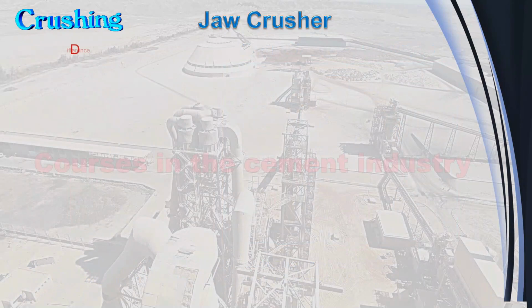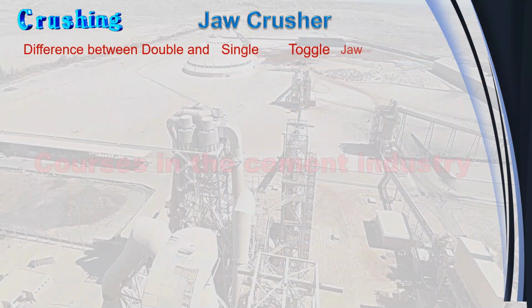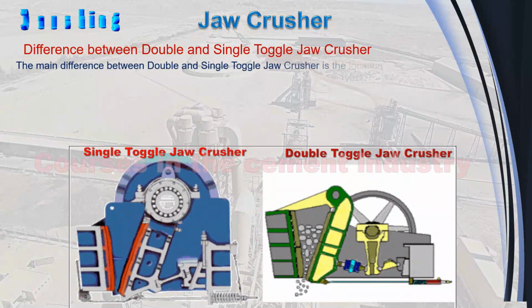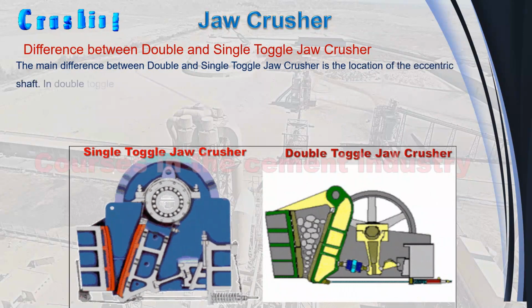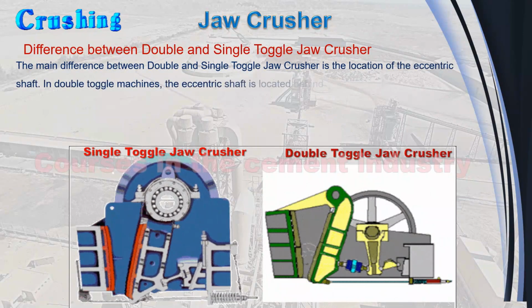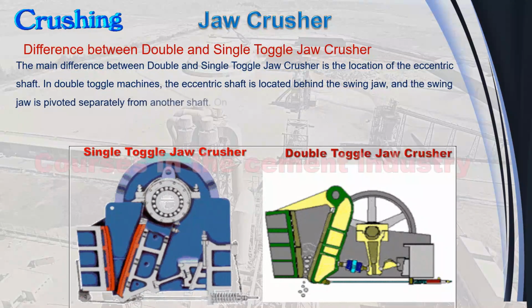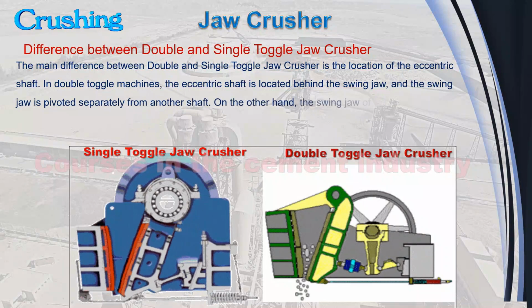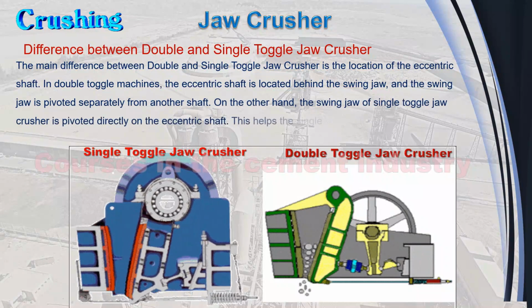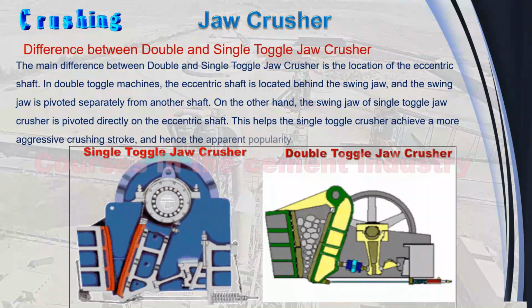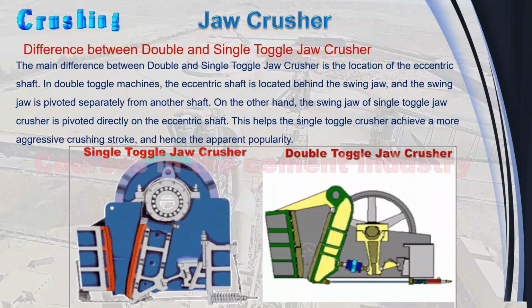Difference between double and single toggle jaw crusher. The main difference between double and single toggle jaw crusher is the location of the eccentric shaft. In double toggle machines, the eccentric shaft is located behind the swing jaw, and the swing jaw is pivoted separately from another shaft. On the other hand, the swing jaw of single toggle jaw crusher is pivoted directly on the eccentric shaft. This helps the single toggle crusher achieve a more aggressive crushing stroke, and hence the apparent popularity.